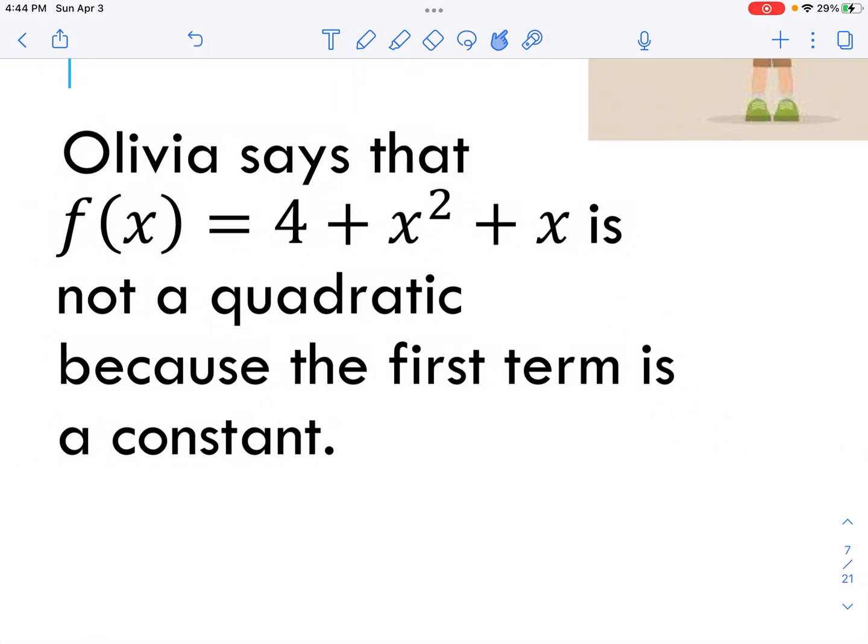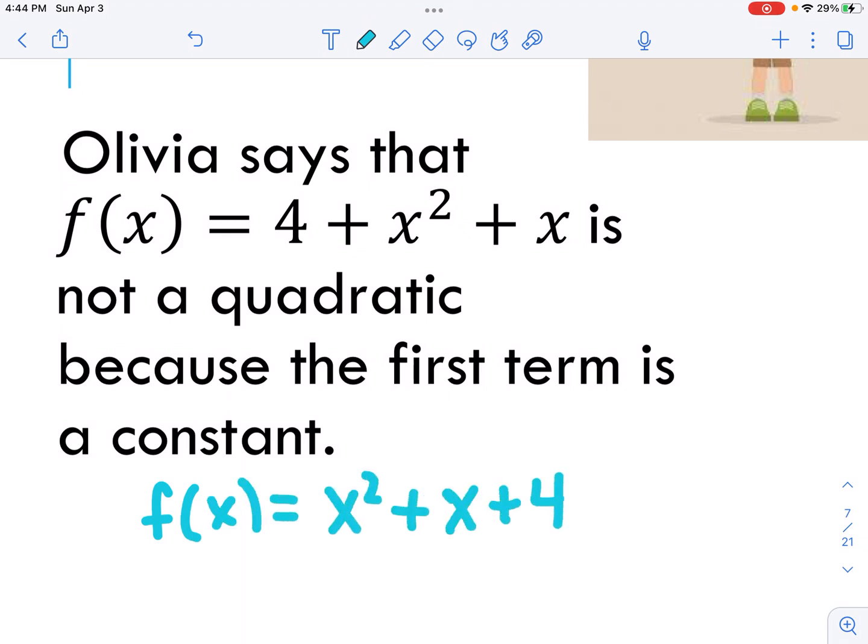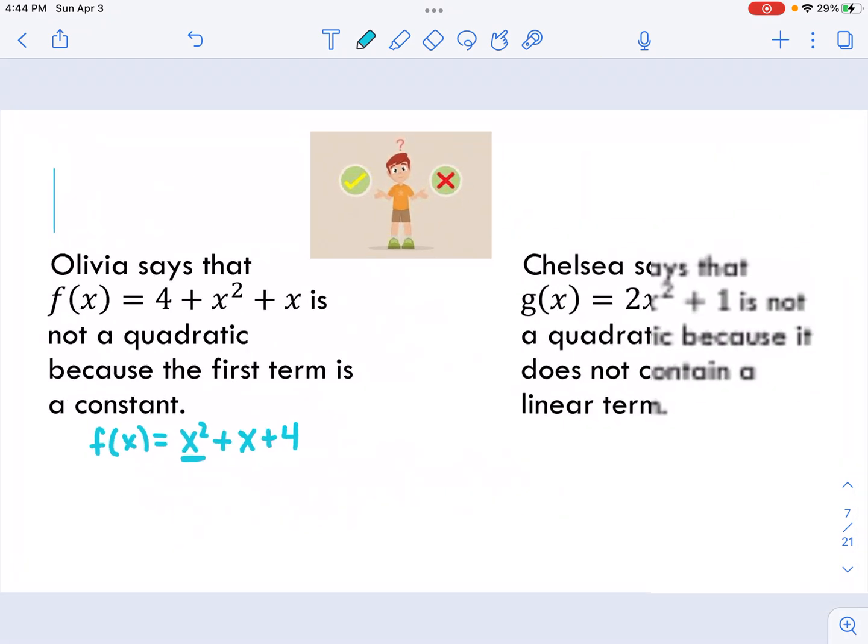Now Olivia says this is not a quadratic because the first term is constant. Does that matter? Good. No, it should not matter here because we know if we take that same function, write it in standard form, we now see that first term has highest degree of 2, which creates this as a quadratic function. So Olivia is not correct in this case. Sorry, Olivia.